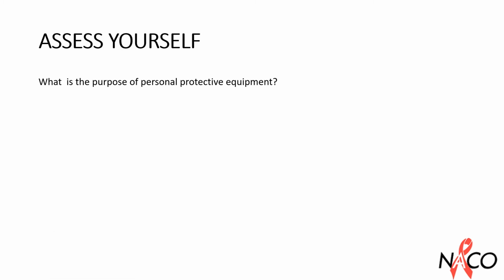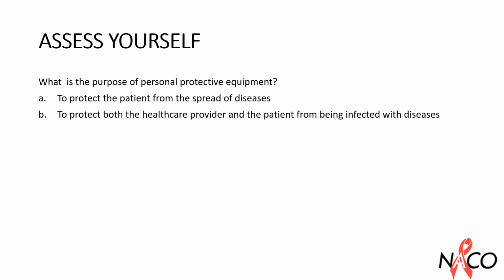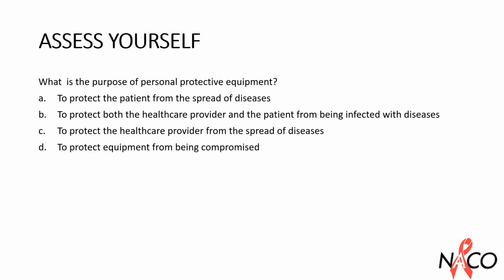Question 1. What is the purpose of personal protective equipment? Option A. To protect the patient from the spread of diseases. Option B. To protect both the healthcare provider and the patient from being infected with diseases. Option C. To protect healthcare provider from the spread of diseases. Option D. To protect the equipment from being compromised. The correct answer is option B. The purpose of personal protective equipment is to protect both the healthcare provider and the patient from being infected with diseases.